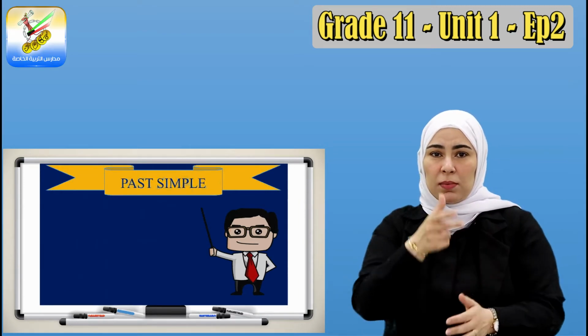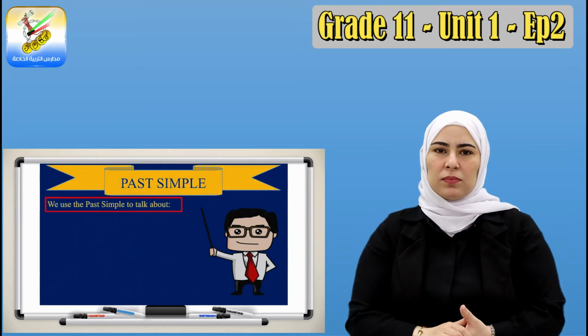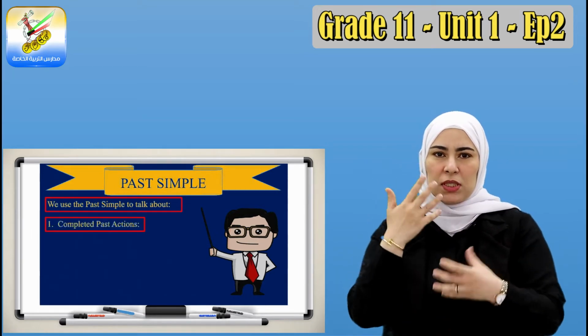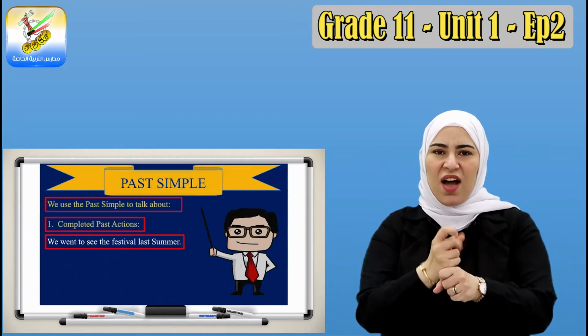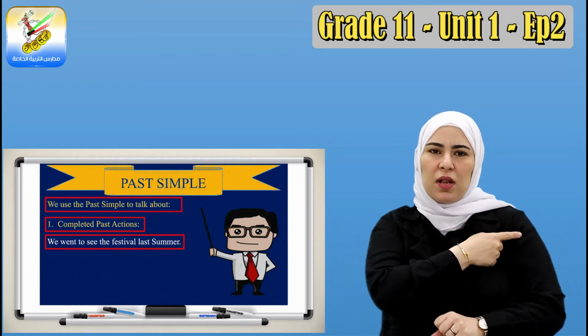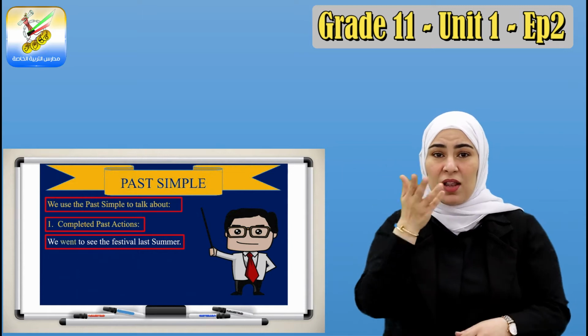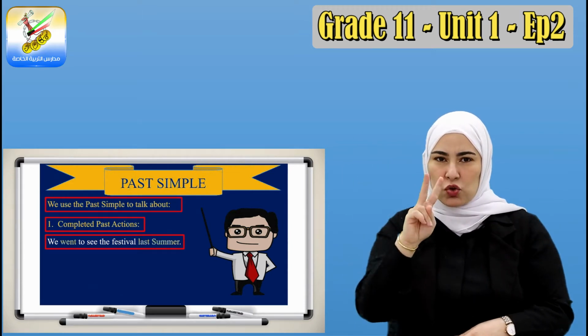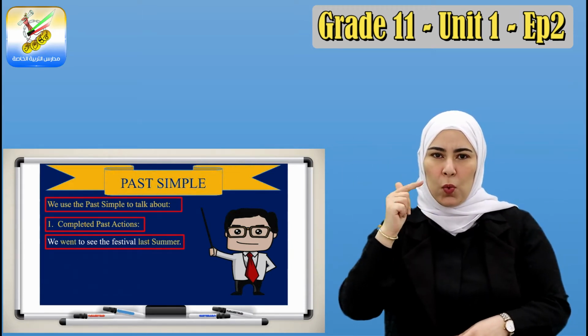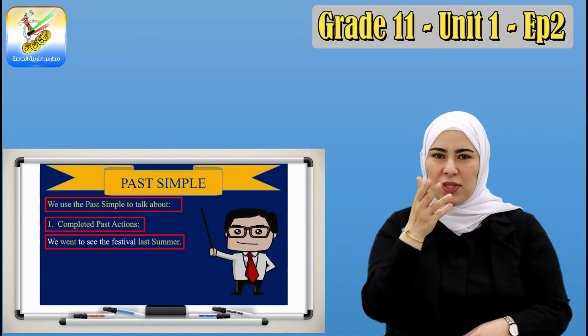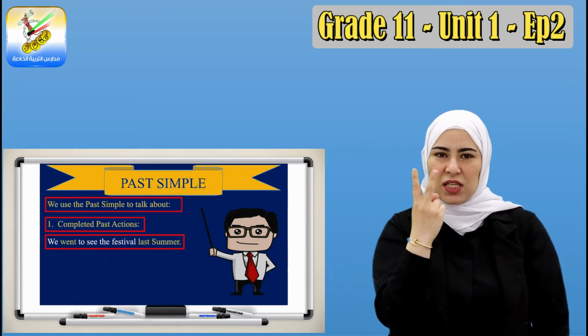First, let's go through the past simple. We use the past simple to talk about completed past actions. Here's an example. We went to see the festival last summer. Notice we used went and last summer. These two words indicate or refer to an action that happened in the past.